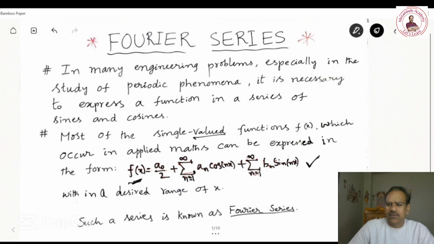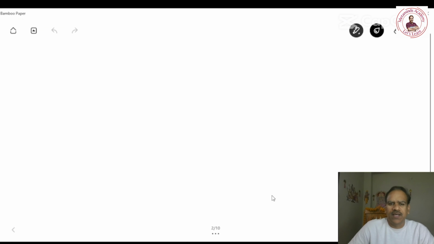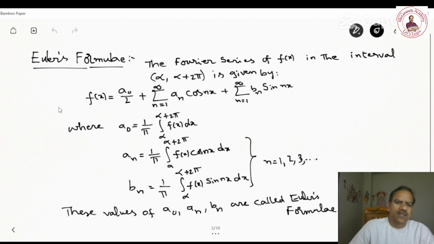Now we have to remember some formulas in Fourier series. The first formula is Euler's formula. Here, this is the Fourier series expansion of f of x: a naught by 2 plus summation n equal to 1 to infinity an cos nx plus bn sin nx. Here we need to find the values of a naught, an and bn. That is what we are going to do throughout the Fourier series concept, right? So while finding the series, we have to find a naught, an, bn.